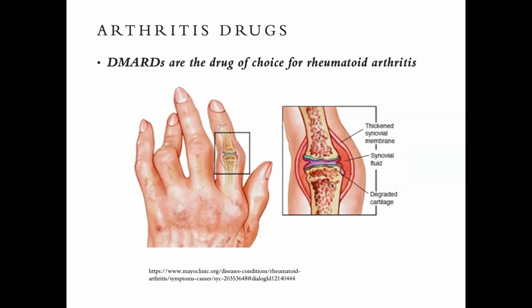When it comes to rheumatoid arthritis, DMARDs are the drug of choice. And this gives an example of a hand with rheumatoid arthritis, and it shows you an enlarged picture of that joint in the finger. You can see the synovial fluid, you've got degraded cartilage, you've got a thickened synovial membrane. You can see where it's been eroded in here, causing inflammation because of that autoimmune response, where those cells are attacking the body itself.